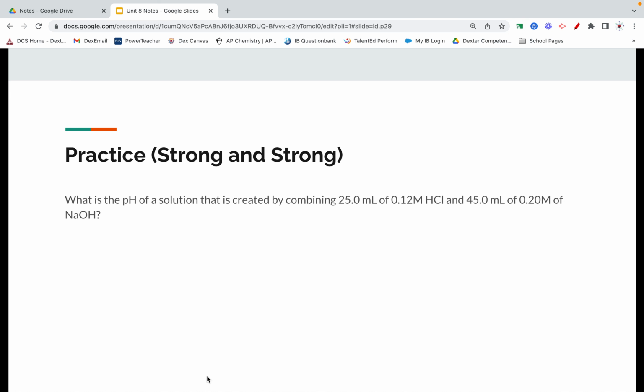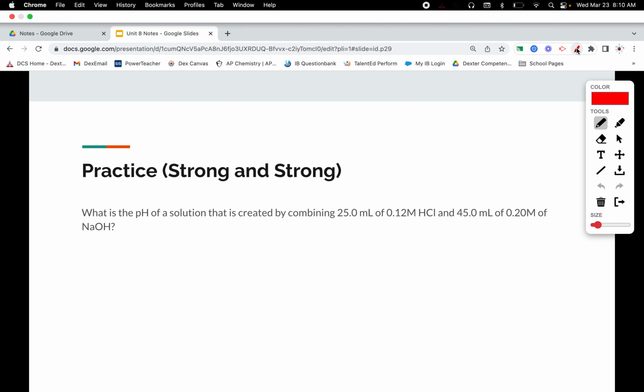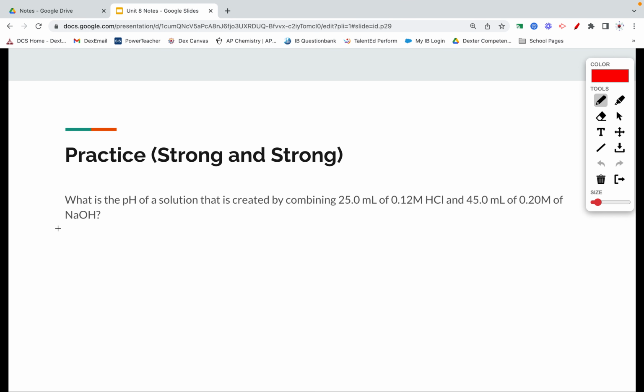All right, so let's look at a question. What is the pH of a solution created by combining 25 milliliters of 0.212 molar hydrochloric acid and 45 milliliters of 0.2 molar sodium hydroxide? This becomes a straight-on dilution question using the equation M1V1 equals M2V2. We're going to have to do dilution for both of them so we can discover which one is going to be in excess when they're together.